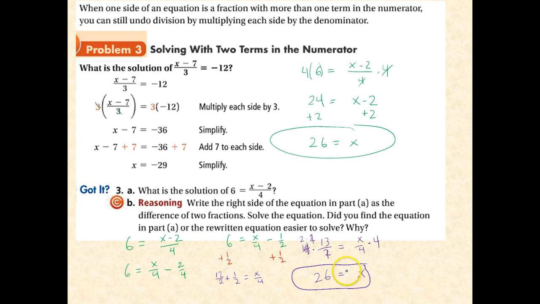So, the question is, which way did you like better? I kind of like this way better, because it was easier. But as long as you're doing something that's true, like here we're doing stuff that's real, you can break apart a fraction like this, you can reduce this to 1/2, you can add 1/2 to both sides, and you can add fractions, and then you can multiply both sides by 4, and you'll still get the right answer as long as you do everything right, but this way is a little easier.